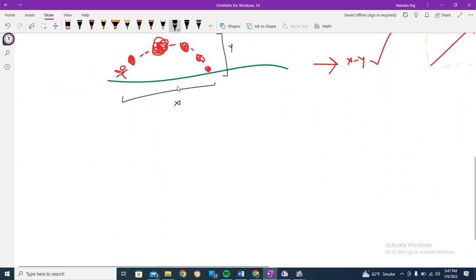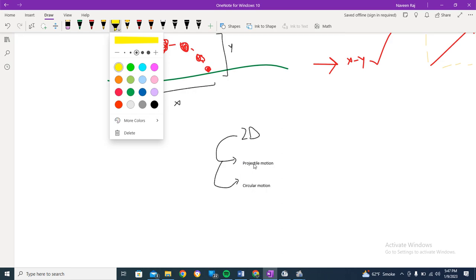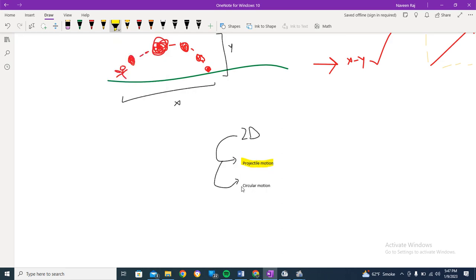Now the motion in two dimension, or 2D motion, is of many types, and the basic types include two. The first one is projectile motion, and the second one is circular motion. One is the projectile motion and the second is the circular motion. Both are examples of two-dimension motions. The projectile motion we will be discussing in detail in today's video.